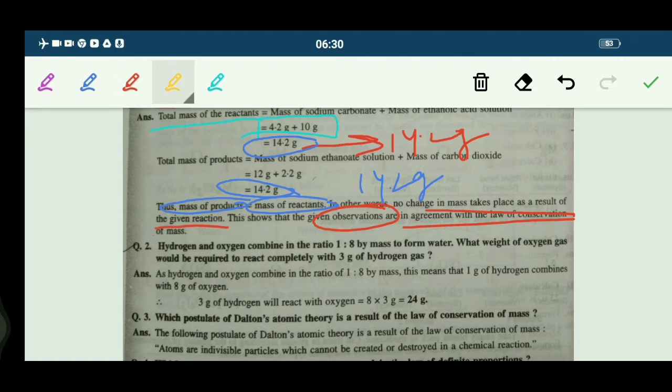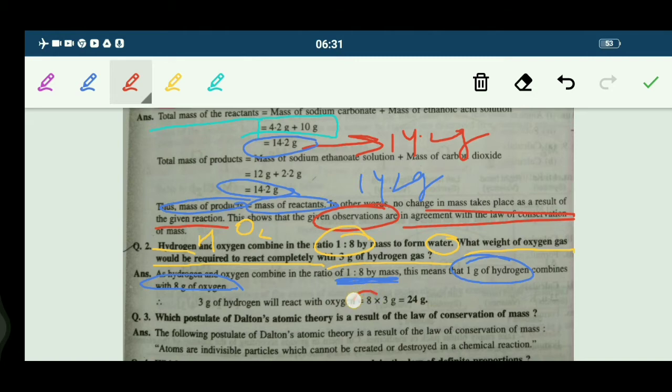Now students, next they are telling us that hydrogen, that is H, and oxygen, that is O2, combine in the ratio 1:8 to form water. What weight of oxygen gas would be required to react completely with 3 gram of hydrogen gas? Very easy question. As hydrogen and oxygen combine in the ratio 1:8 by mass, this means 1 gram of hydrogen combines with 8 gram of oxygen. But we need to find out for 3 gram of hydrogen gas, so simply multiply it by 3.